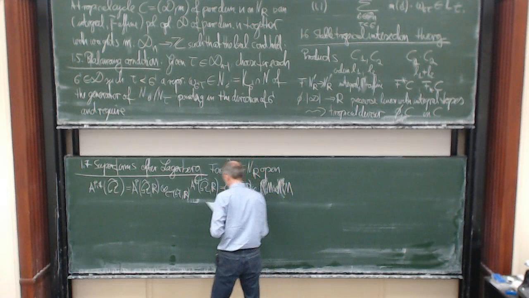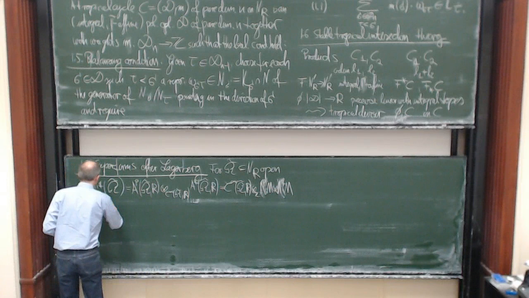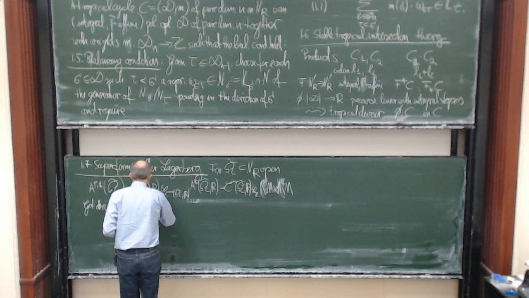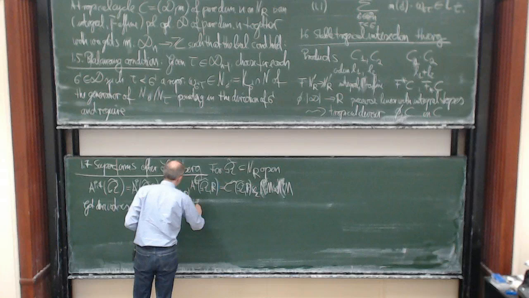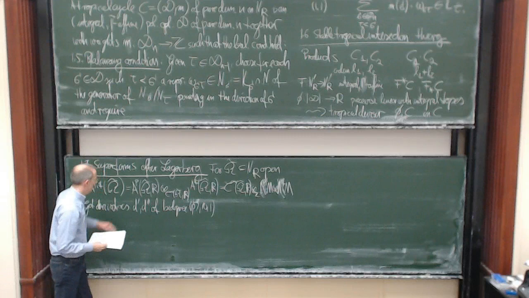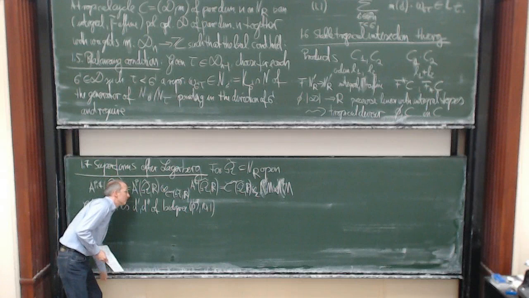And so you get derivatives, which we denote by d prime and d2 prime, of bidegree (1,0) and (0,1). So just by applying the differential either here or here. And from this representation, you can see that this is really well defined.